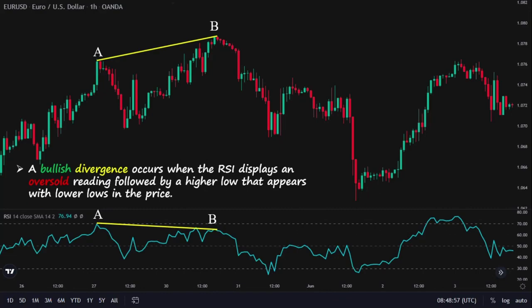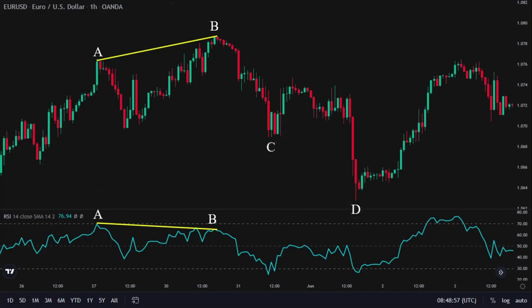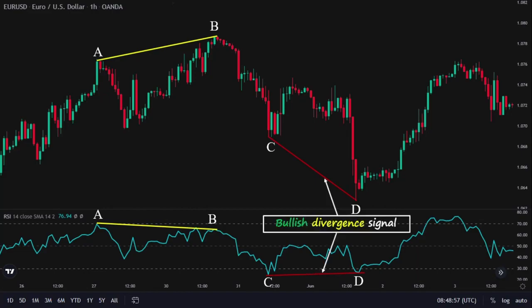Now, look at the C and D points. Those points are two swing low points. If we draw a line between C and D, it is obvious that price is making lower lows. Now, look at the corresponding C and D points on the RSI chart. Those are two swing low points on the RSI chart. Here, again we draw a line through C and D, and we would see the RSI is making higher lows. So, the RSI indicates a bullish divergence signal.